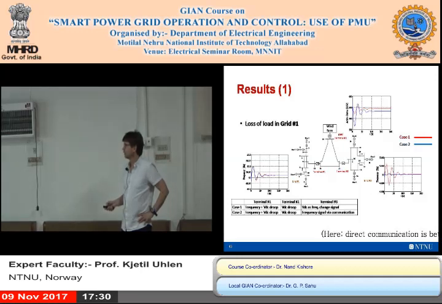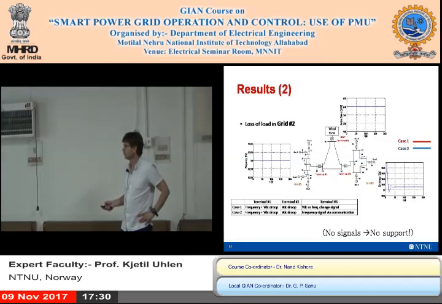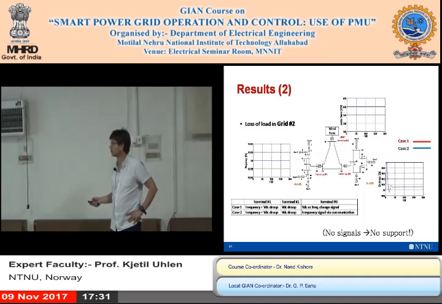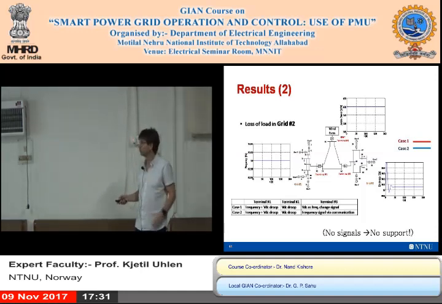Okay, so now the next example is where the fault is on this side. In one case, the frequency is communicated directly. Of course, there's no change in frequency here because there is no voltage droop control on this one, so nothing happens. And that may be no signals, no support.